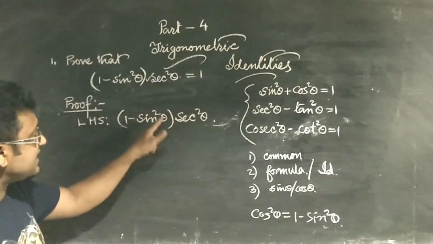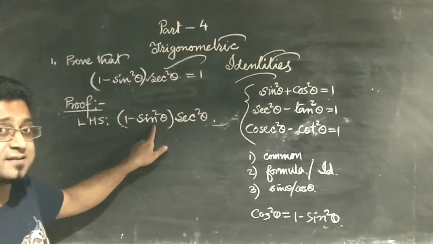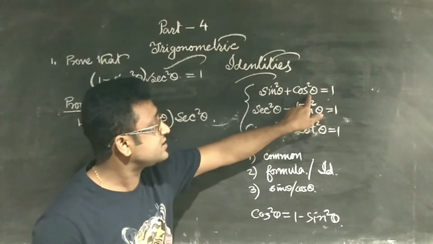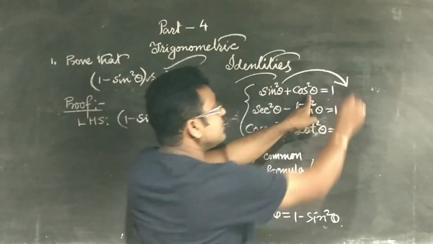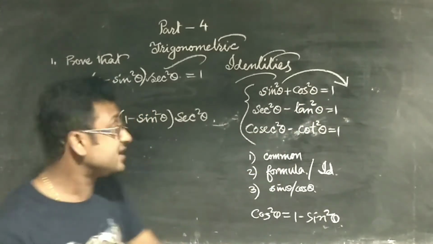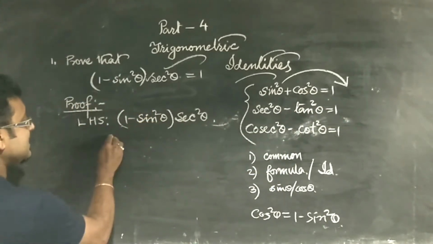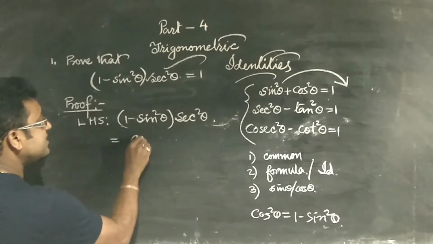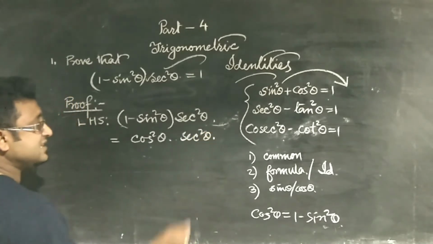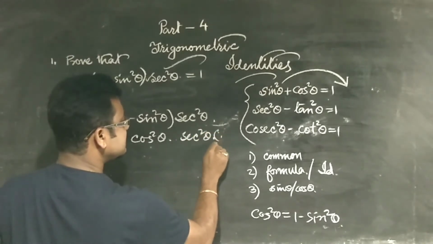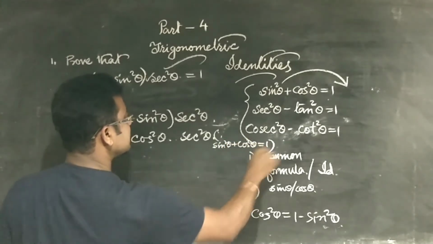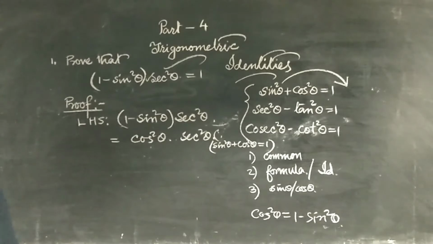Now here I can see 1 minus sine square is there, and sine square plus cos square is 1. That means cos square theta will be 1 minus sine square. Sine square will go to the other side. So we'll get cos square theta is 1 minus sine square theta. So instead of 1 minus sine square, easily, happily, merrily, I can write cos square theta into sec square theta. In the bracket, if you want, you can write since sine square theta plus cos square theta equals 1. If you want, you can write. Clear?